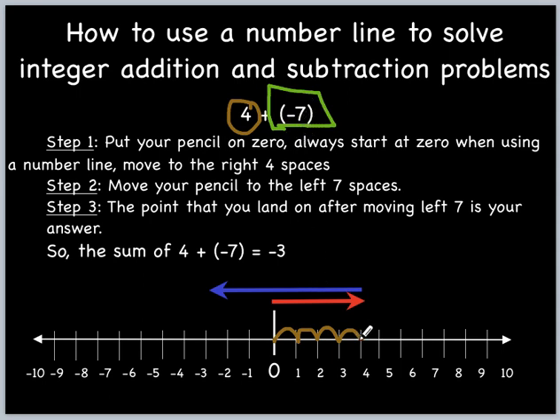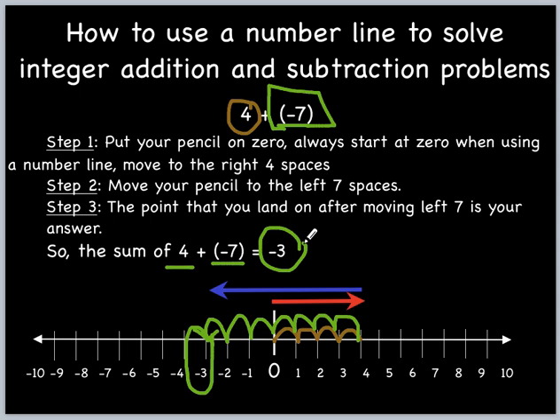So you move to the left 7 times. That's 1, 2, 3, 4, 5, 6, 7. So now, the point that you land on after moving left 7 spaces is your answer. So what is the point? That is a negative 3. So the sum of positive 4 and a negative 7 is negative 3.